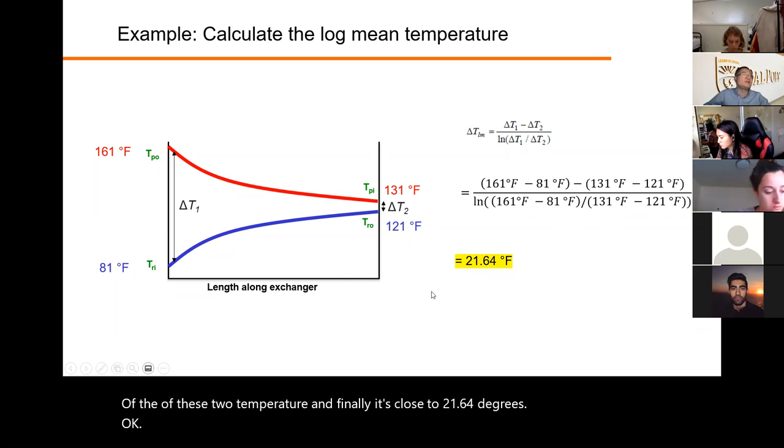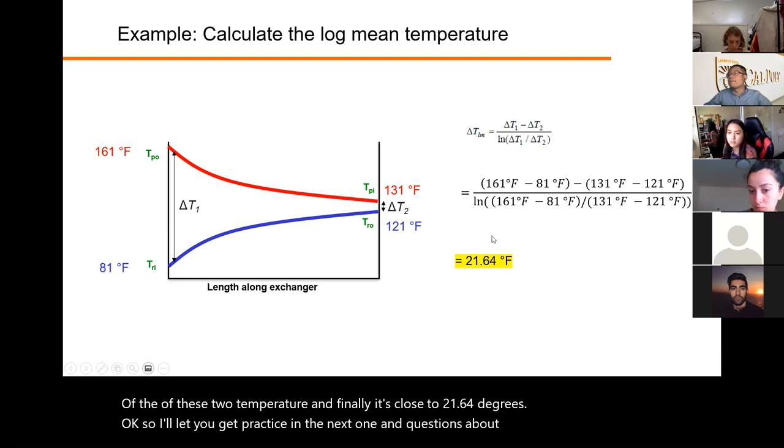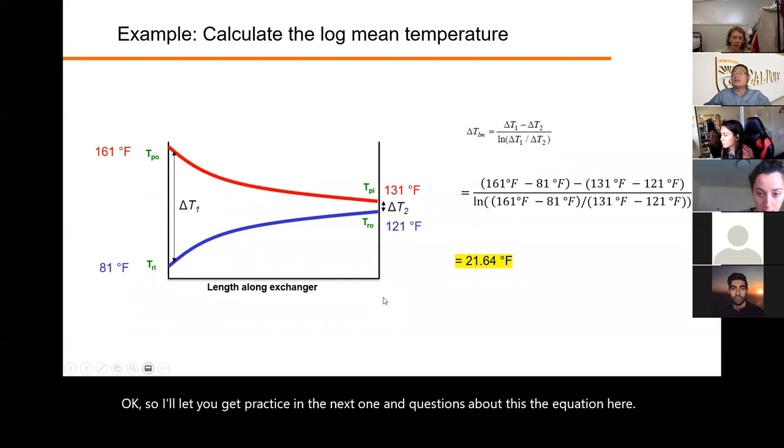Okay, so I will let you guys practice the next one. Any questions about the equation here? Okay, I'll let you guys practice. Yeah, I keep getting a number in the 30s. I don't know, I just typed it in.